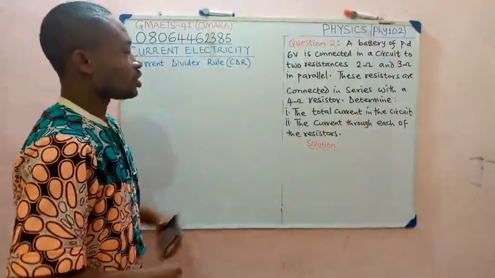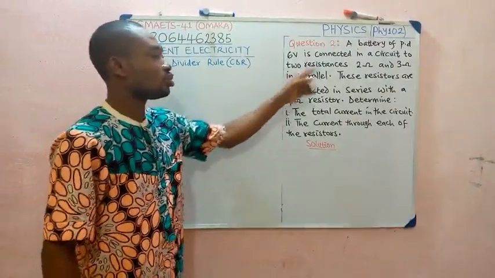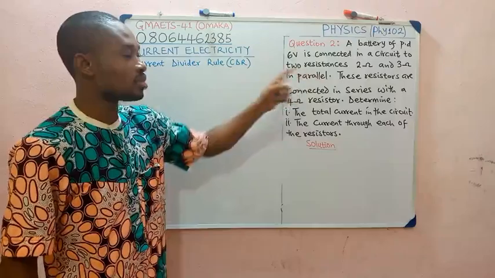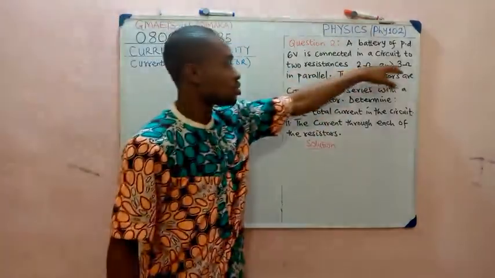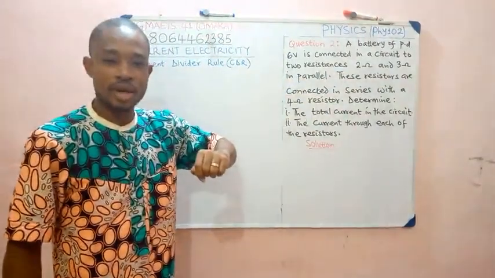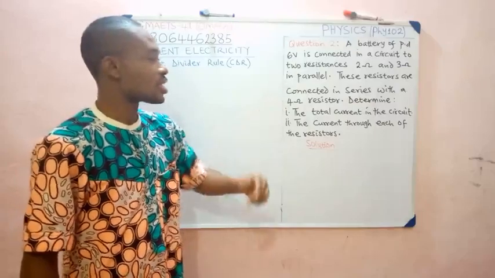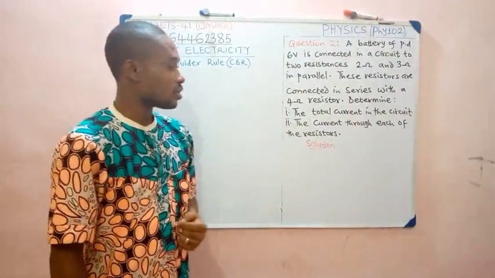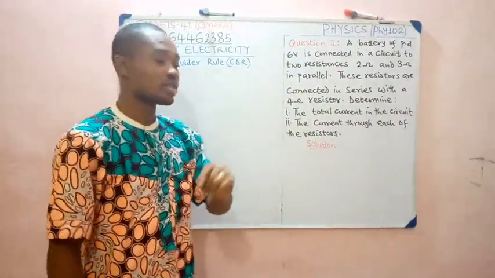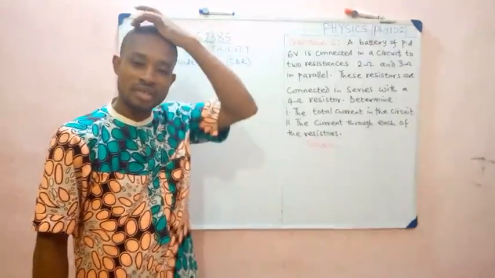A battery of potential difference 6 volts is connected in a circuit to two resistances, 2 ohms and 3 ohms in parallel. So these two resistors are in parallel. Is that okay? The 2 and 3 ohm resistors are connected in series with a 4 ohm resistor. We are asked to determine the total current in the circuit and the current through each of the resistors.